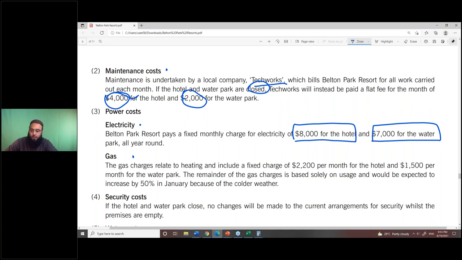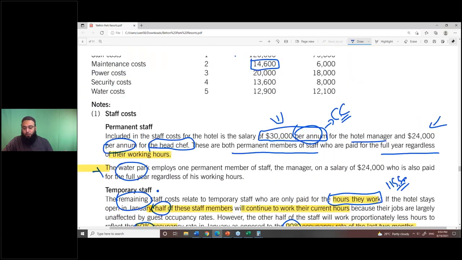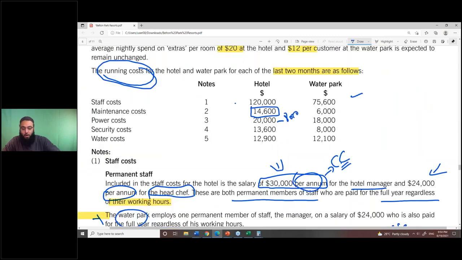No issues. Okay. Now, this is a fixed monthly charge. Do you think this is incremental or a committed cost? So it's a committed cost. You have to bear it irrespective of whether you continue or not. So in this power cost, there is an electricity cost of 8,000, which definitely is not a relevant cost at all, because you will not incur this cost anymore. Are you getting the point? I hope you understand this, because this is quite straightforward and no issue as far as this is concerned.